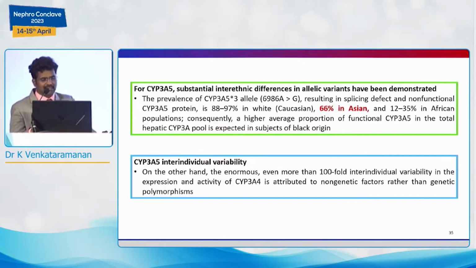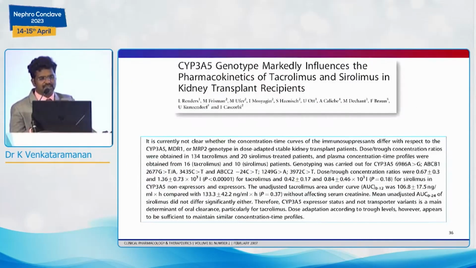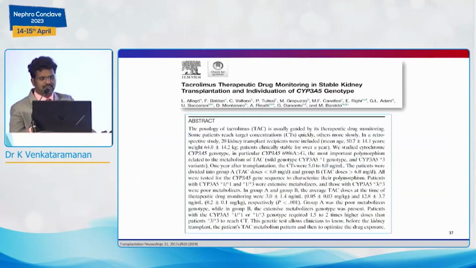There is a lot of inter-individual variability also because of non-genetic factors. A lot of studies have shown that the cytochrome A5 genotype markedly influences the pharmacokinetics of tacrolimus and sirolimus, all CNIs, because they are metabolized by cytochrome P450. So whenever you are not able to achieve the level, you have to go for the cytochrome P450 genotype. There is also a study on therapeutic drug monitoring of tacrolimus in stable kidney transplantation and individualization by cytochrome 3A5 genotype.